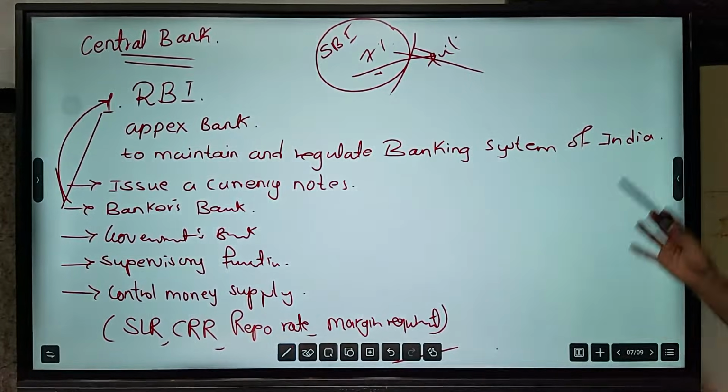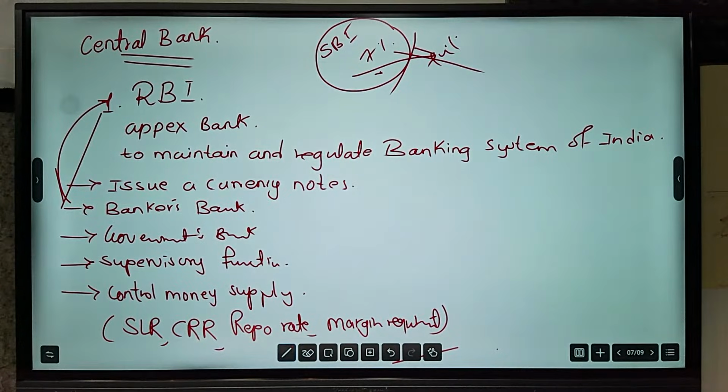Okay. So these are some functions of RBI you have to remember. And what are the functions of a normal bank? You all know: accepting deposits and granting loans. That is easier, nothing to explain there.